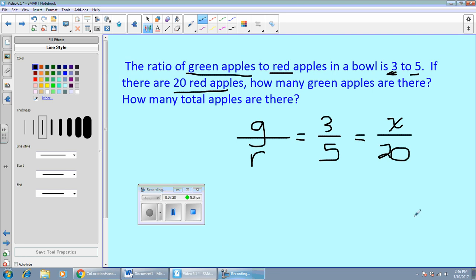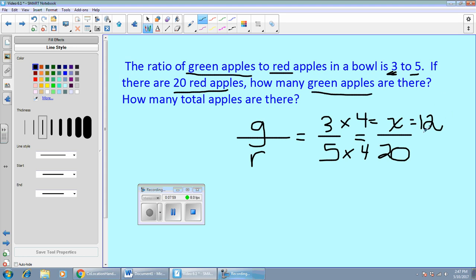Well, if I did 3 to 5, and I did another set of 3 to 5, and I did another set of 3 to 5, how many sets would I be making to get to 20 red? It would be 4 because 5 times 4 is 20. And I'd also have 4 sets of the 3 green in my group. So 3 times 4 is 12. Very good. So I would have 12 green apples.